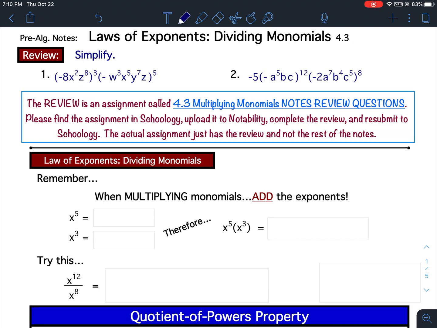The review is an assignment called 4.3 Multiplying Monomials Notes Review Questions. Go to Schoology, find the assignment, upload it to Notability, complete it in Notability, and resubmit it to Schoology. If you do it that way, the rest of the notes don't show up and it's just the review. So please go do that.